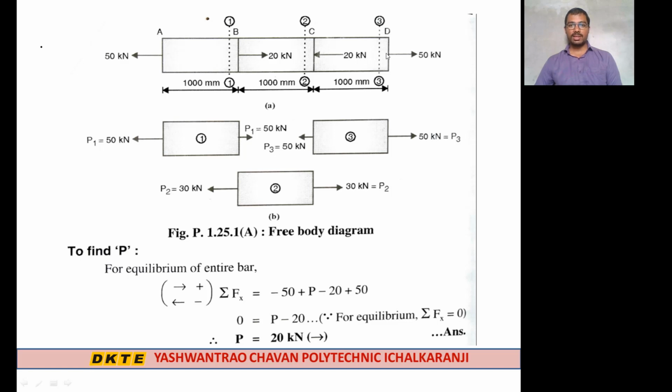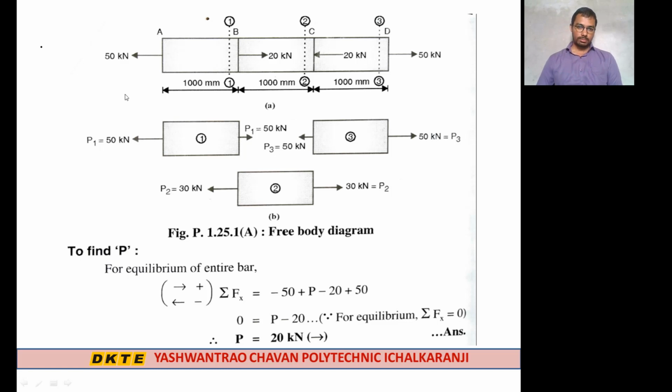And if you consider section 3-3, only 50 kilonewton is present on the right side, so we apply 50 kilonewton, and for equilibrium condition on the left hand side also we have to apply 50 kilonewton load. This is the free body diagram of each section. We have to calculate loads acting on each section in such a way.